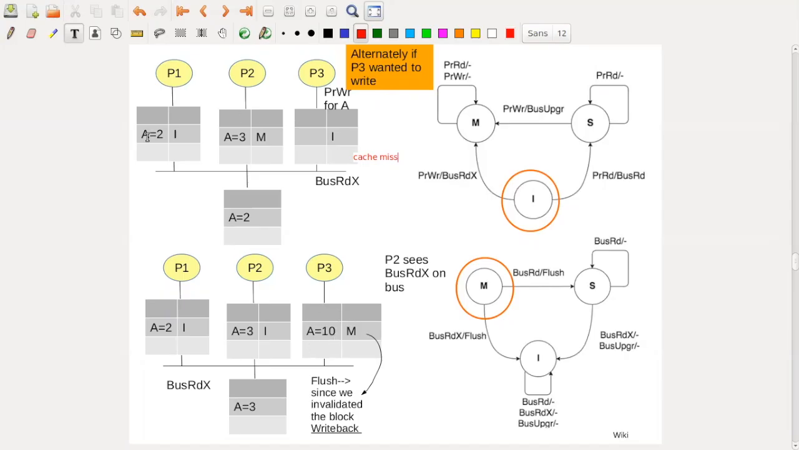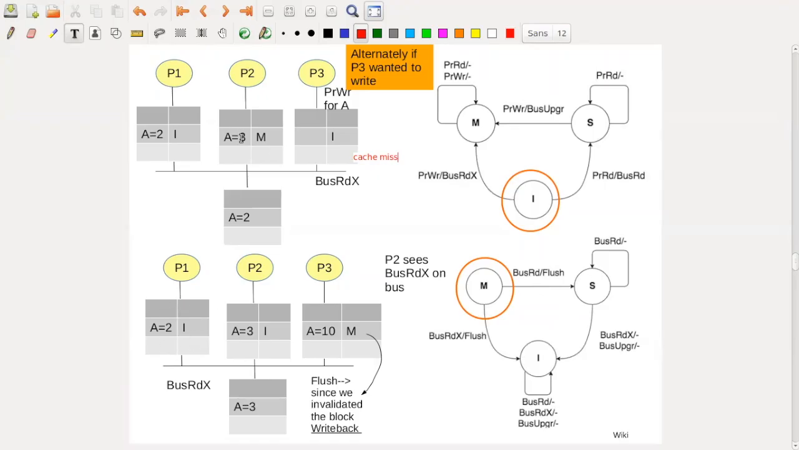Similarly, what do the other processors see? Let us do it step by step. Let us see what happens with P1. P1 is in the invalid state and it sees a bus read X. So let us look at this diagram. P1 is in invalid state and sees a bus read X. So no change, it continues in the same state. It continues in the I state.